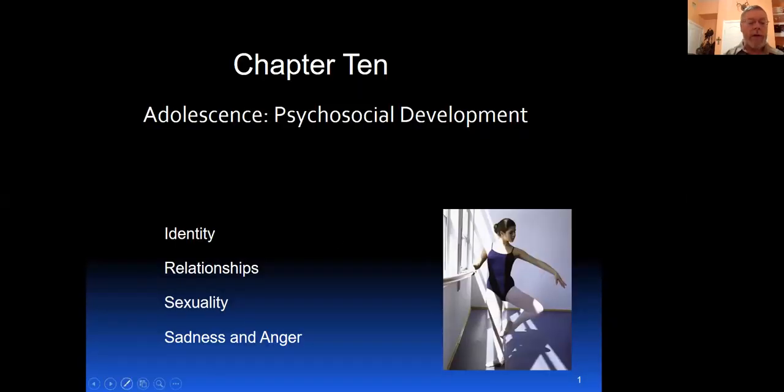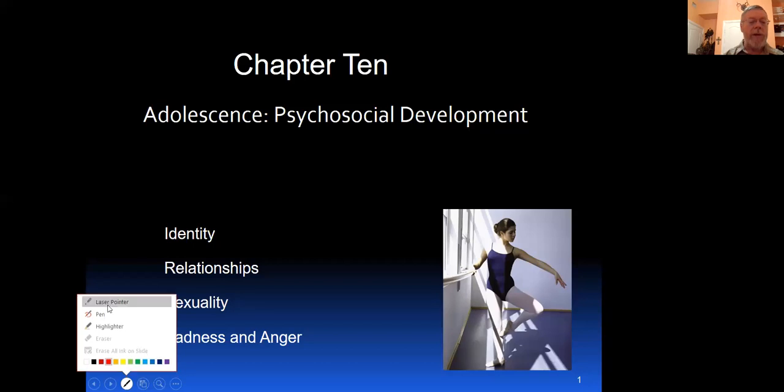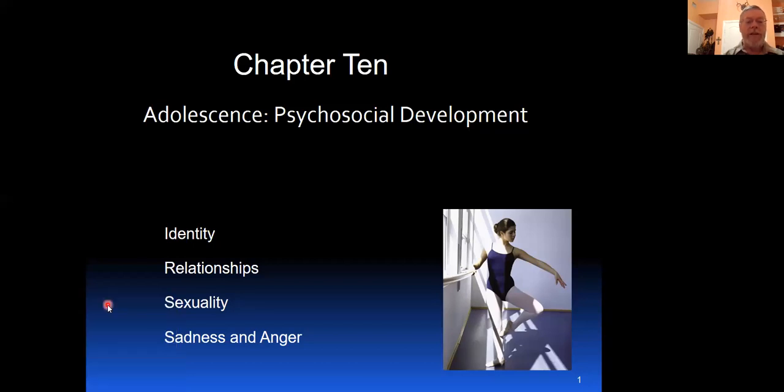Okay, and while I'm here, let me get my laser pointer so I can actually point to things on the screen for you. Okay, so in this chapter, we'll be looking at identity formation. We'll be looking at the adolescents' relationships with their family, their parents, with their peers, friends, and so forth. We'll look at the development of sexuality, as well as dealing with strong feelings such as sadness and anger, which may occur in some adolescents. So here we go, let me see if we can get to the next slide.